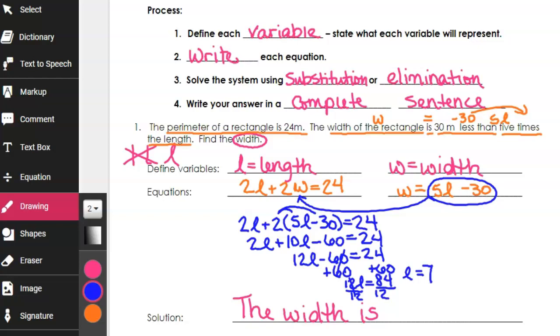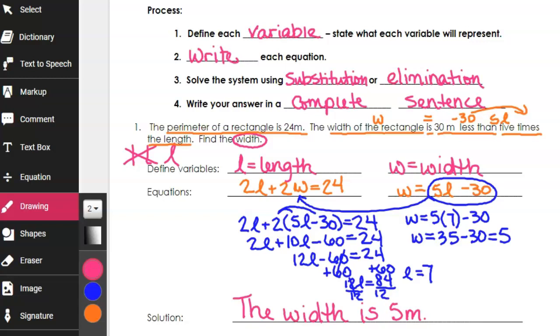Now, that's fantastic, and it's information that we need to know, but it doesn't give me my width. So in order to find my width, I need to take my 7 for length and substitute it back in. So I'm going to use the second equation. Width equals 5 times the length, which is 7, minus 30. Width equals 5 times 7 is 35, minus 30. That equals 5. So here, the length is 7 meters, and the width is 5 meters.